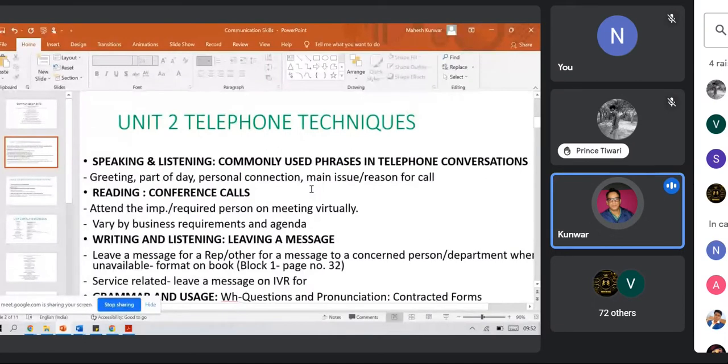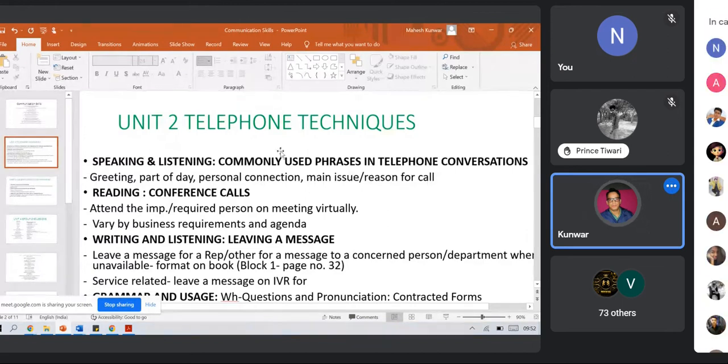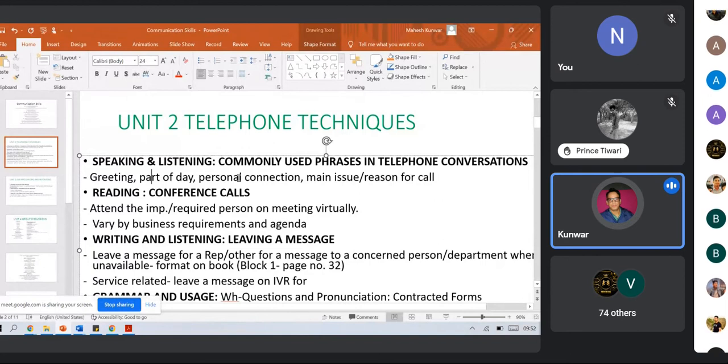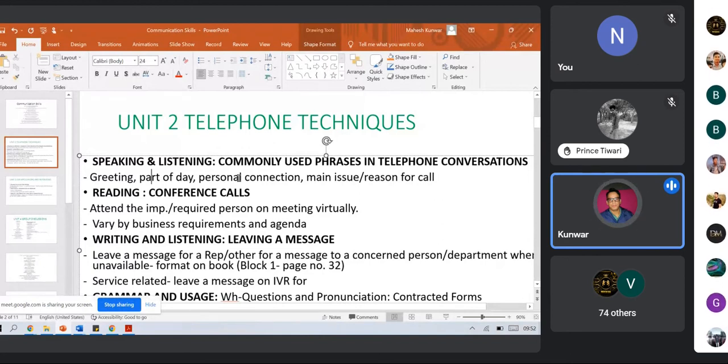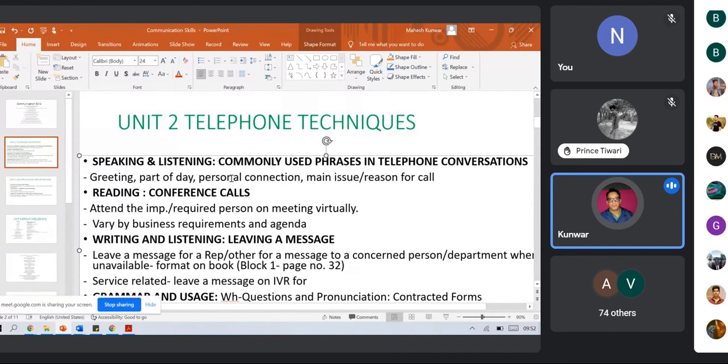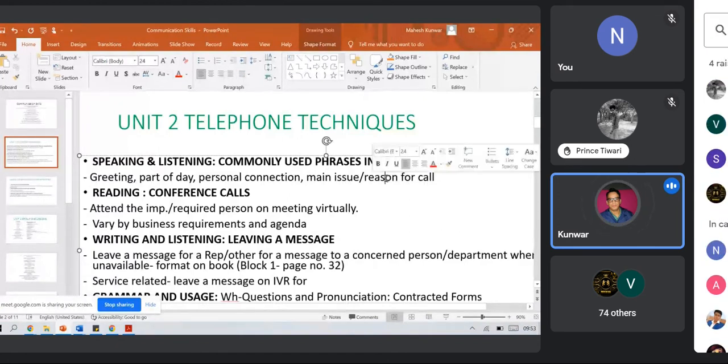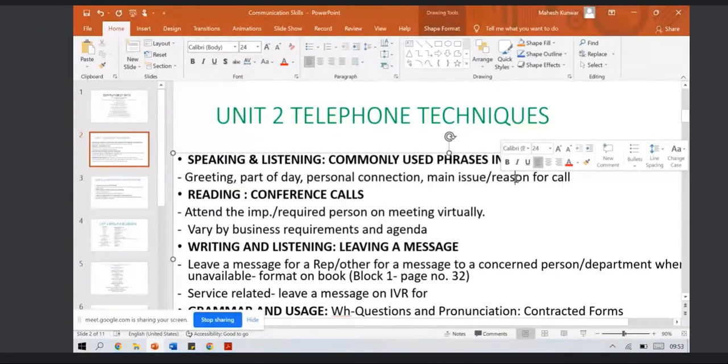These are certain techniques. Let me repeat the telephonic conversation techniques: you have to greet using the parts of the day, introduce yourself, and after that you can make a personal connection. Personal connection doesn't mean that you're asking about the family or other background. I mean to say that you can say, hope you are doing well, hope you are doing fine. Then you ask your main concern, why you're calling, or you can ask the person who is calling why they are calling.